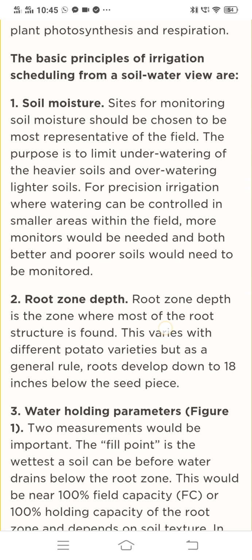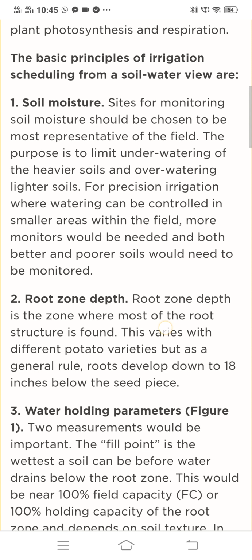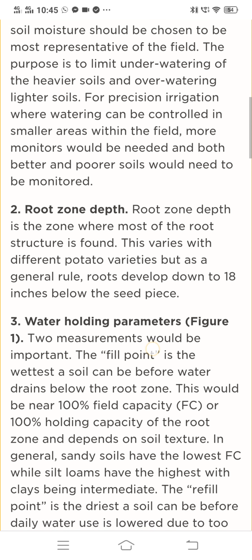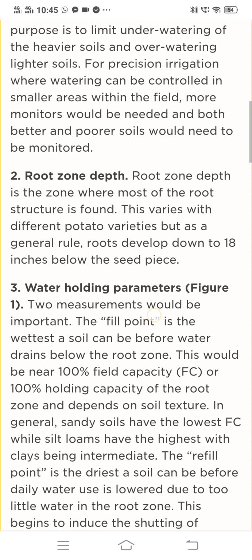For precision irrigation, where watering can be controlled in smaller areas within the field, more monitors would be needed, and both better and poorer soils would need to be monitored. So if the crop's need is different for different sites within the field, the moisture content determination will help in this. Second is root zone depth.